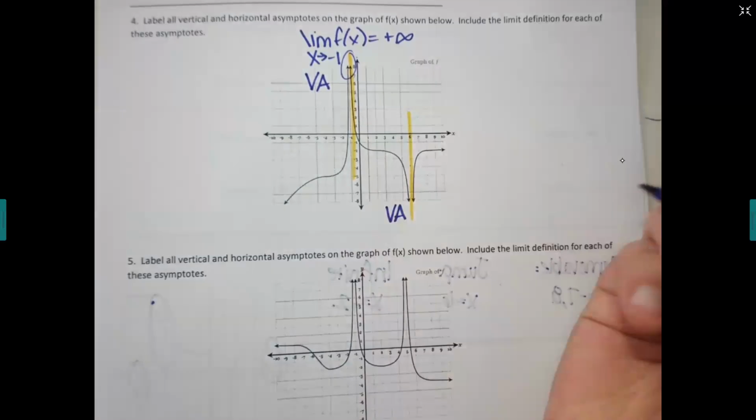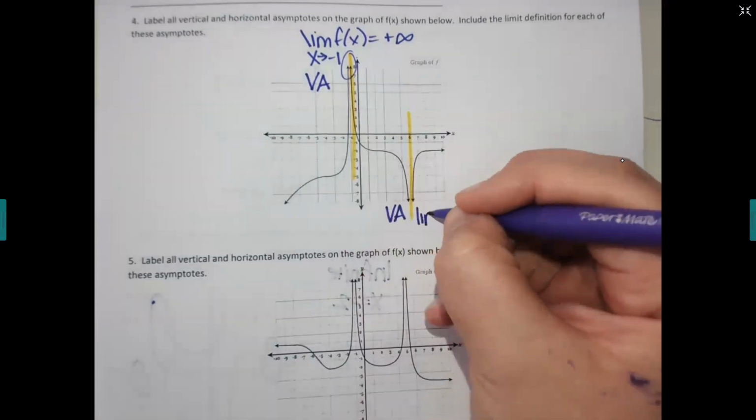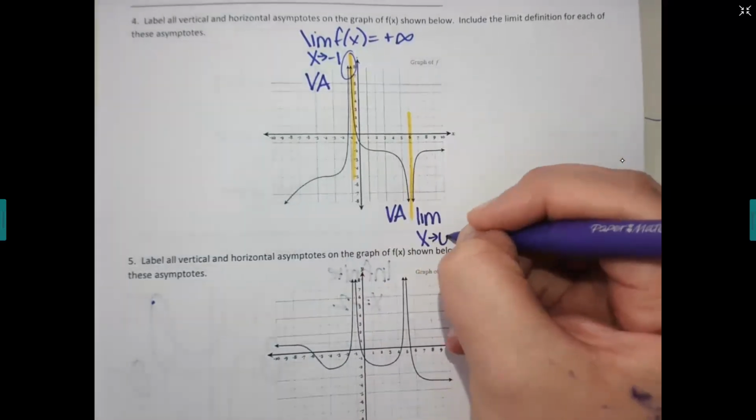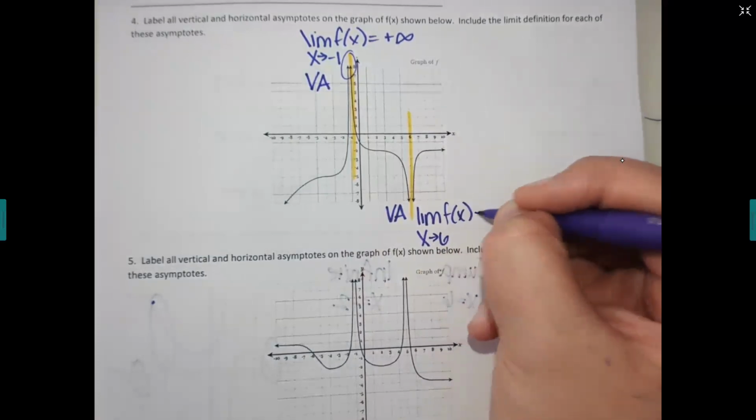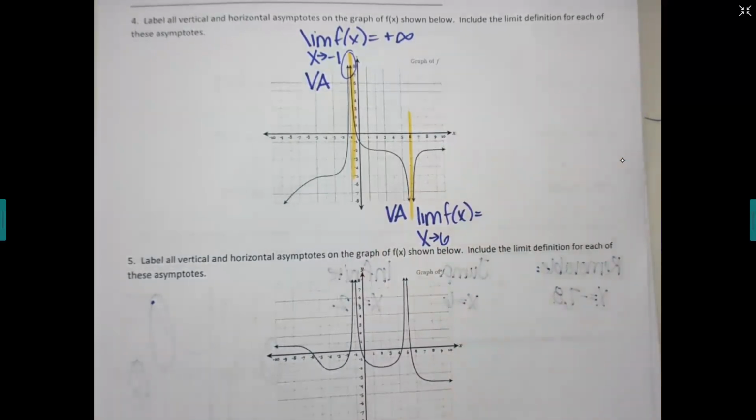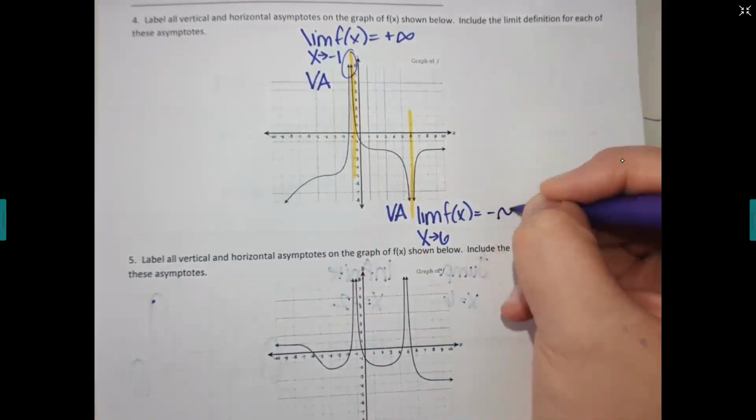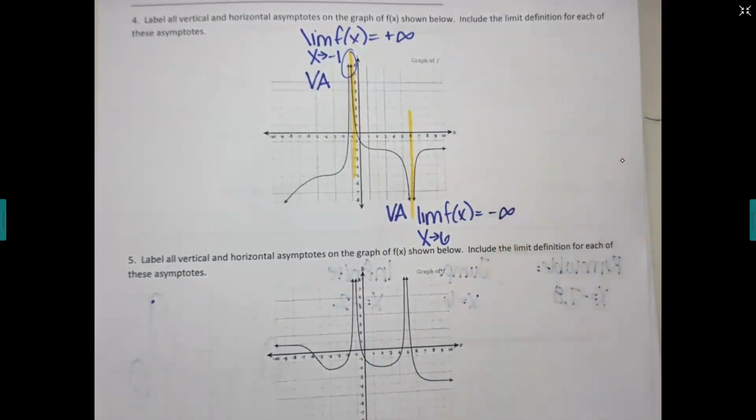You have one more over here. Where is my asymptote at? What x value? X approaches 6. But which way is that one asymptoting? Towards negative infinity, because both ends are down. So you should be able to write limit statements to match vertical asymptotes.